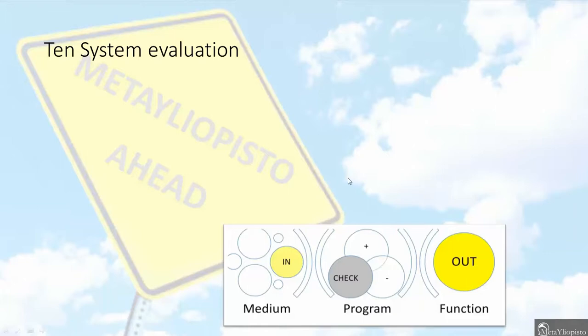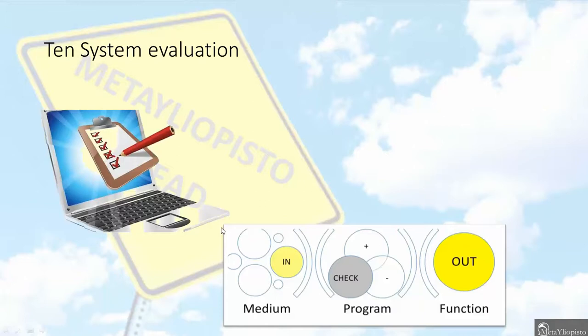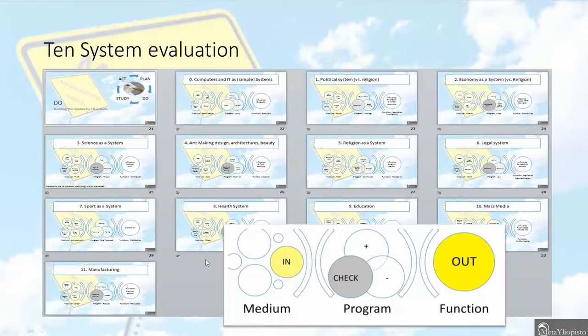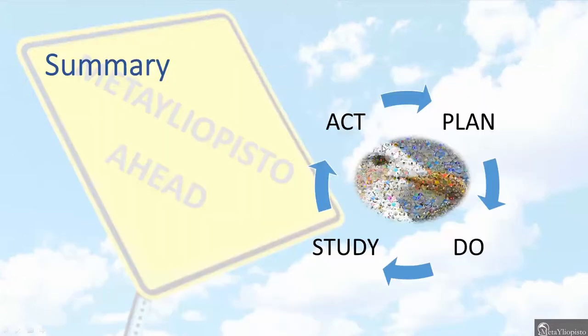Then, in summary, as a picture, we have medium, program, and function, and they can be shown here. There are 10 systems and also the computer system model and the manufacturer model. It's a relevant approach to the whole society.